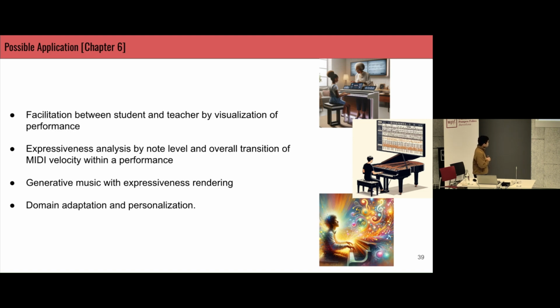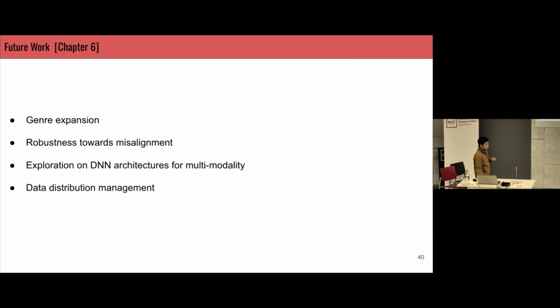And MIDI velocity transition within the performance. This kind of expressiveness-related work can be applied to generative music rendering with expressiveness together. And also, this research is only done on classical music, but this can be expanded to other genres, such as jazz or pop, because note-level information is also important to other genres.